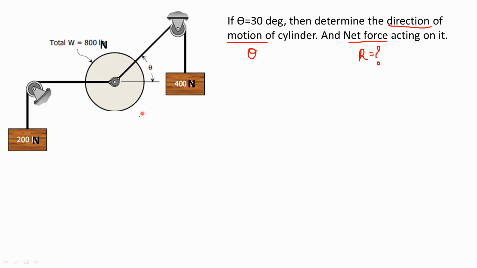So how to find this? For that, we have to draw the free body diagram. This is a new concept, the free body diagram. Probably you must have studied this concept in your 11th or 12th physics. So what is the meaning of a free body diagram? In short, it is written as FBD. So this is called a free body diagram.